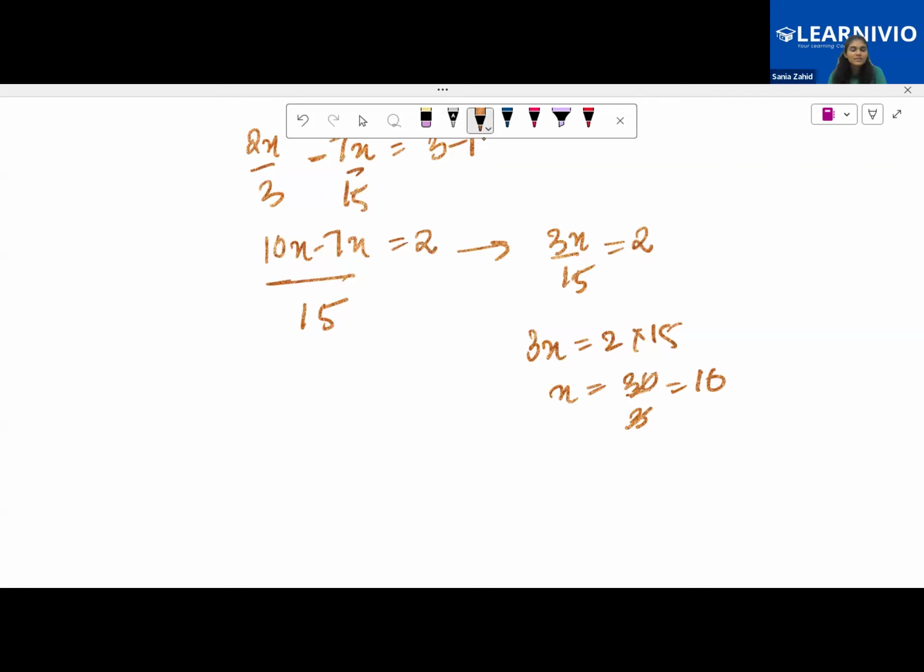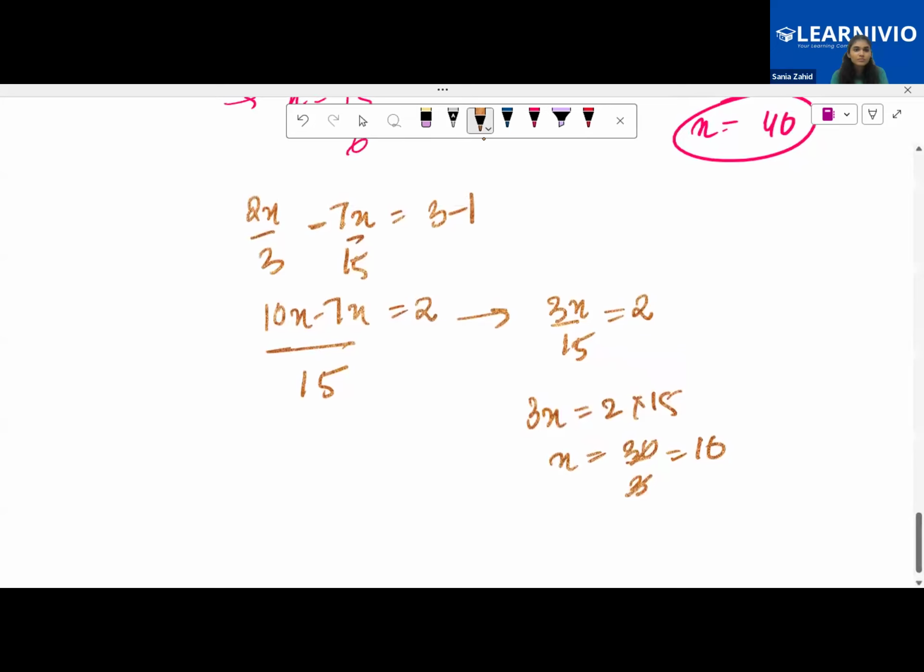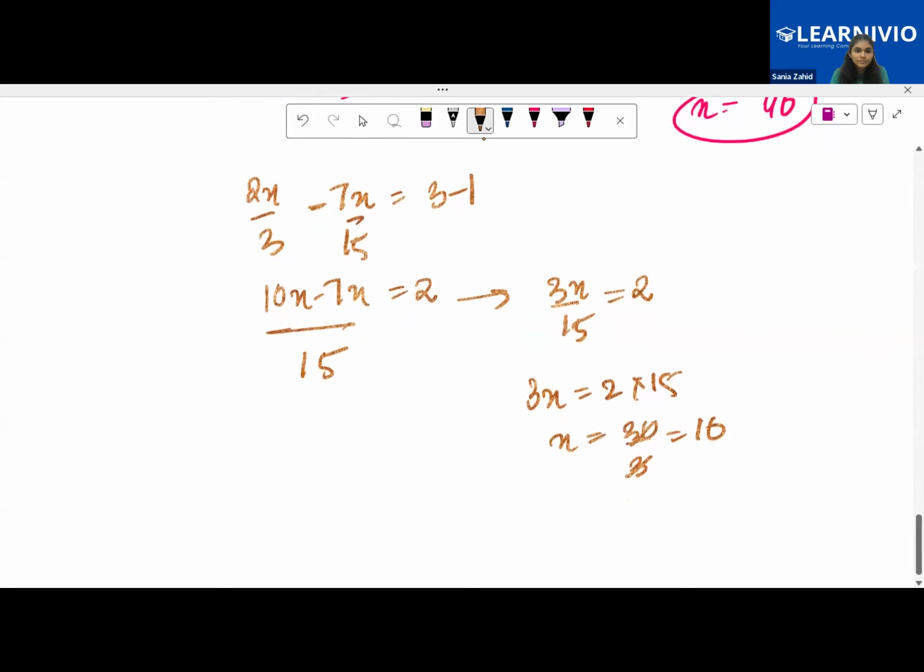So, we don't have to find the LCM? I did find the LCM. LCM 15. Yes. How did we get 10x? Where? No, 10x. You took the LCM. Solve this.